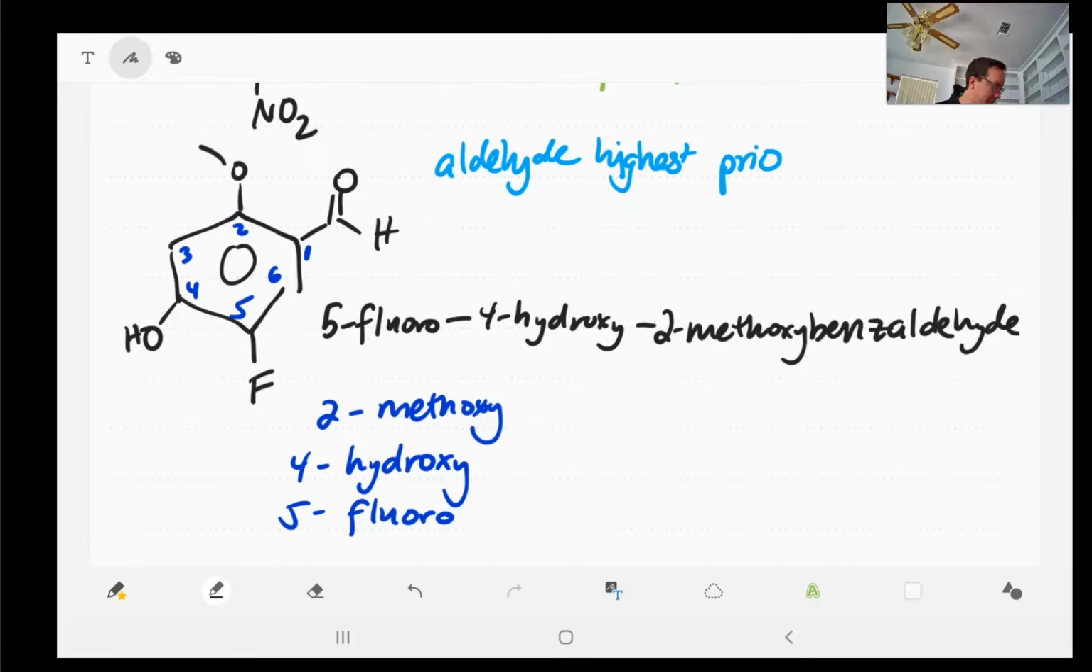All right, any questions on that one? So, same stuff as before, just naming, not as exciting. All right, let's talk about benzene then.